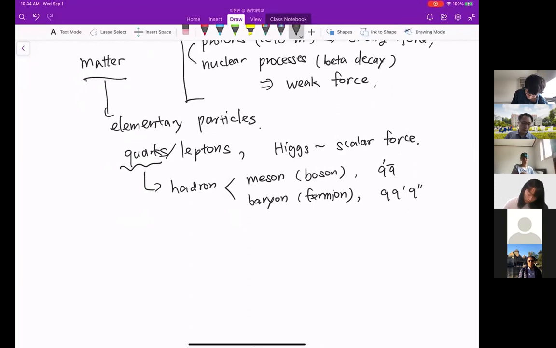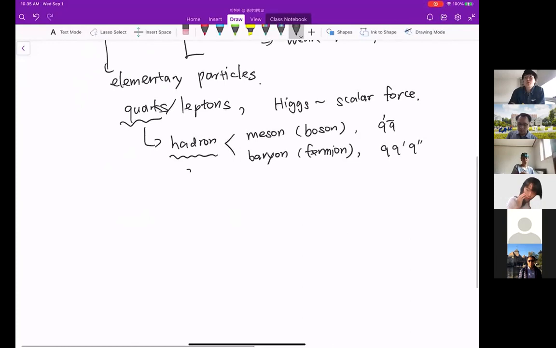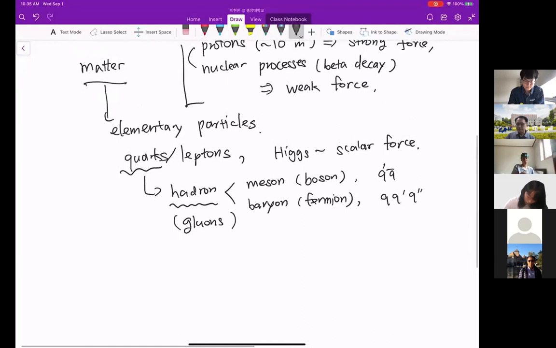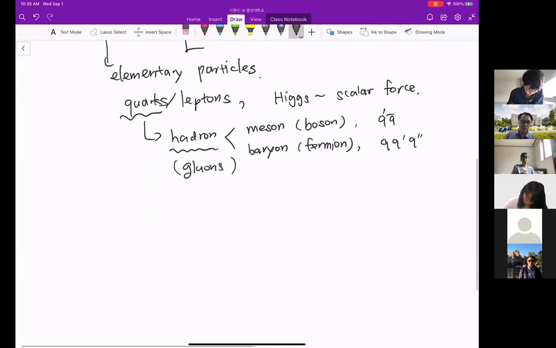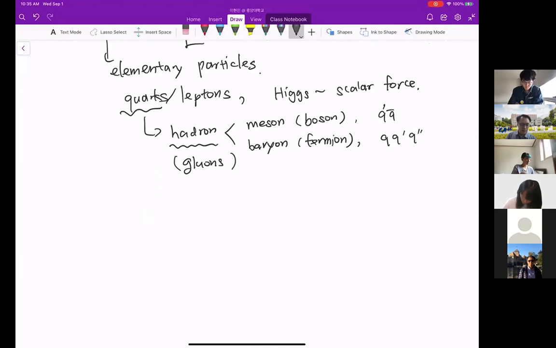And then hadrons can be composite because of the gluons. We are going to talk about the strong force. Actually, the gluons, as you know, are the force carriers for the strong force. Because in the standard model, there is a gauge symmetry. The gauge symmetry describes these forces.